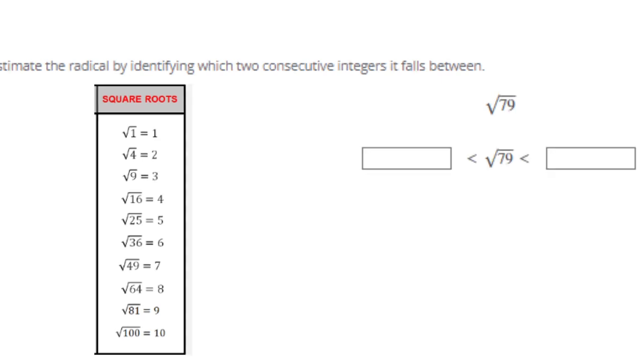What two integers do you think the square root of 79 would fall between? Again, 79 is not one of my perfect squares, but 79 would fall somewhere between a 64 and an 81, which means that the square root of 79 would fall between 8 and 9. And that's what you'd write or type in the box. It falls between 8 and 9.